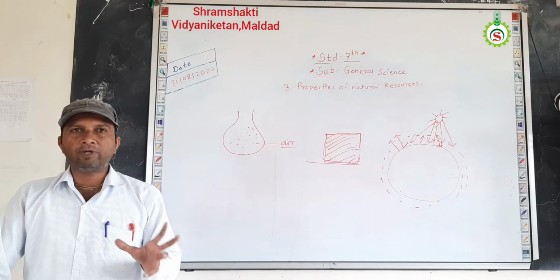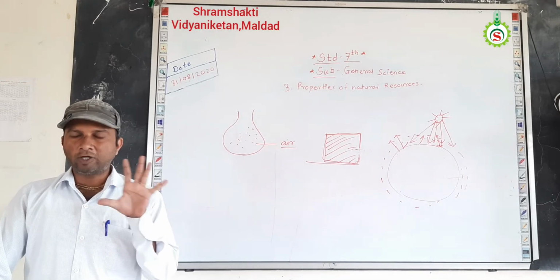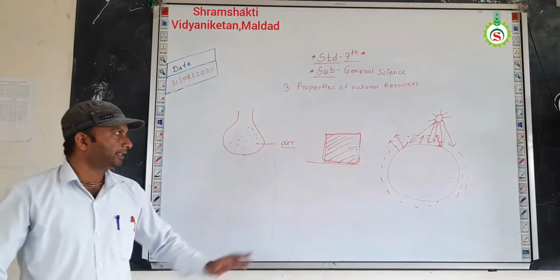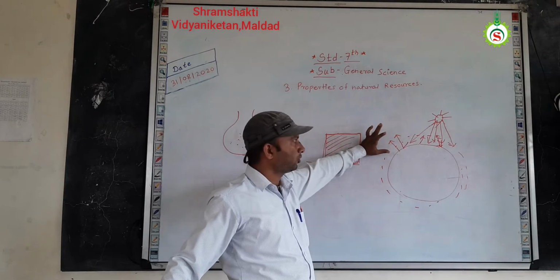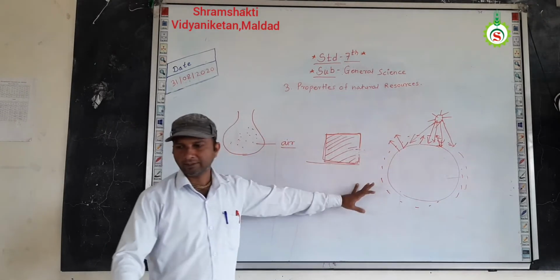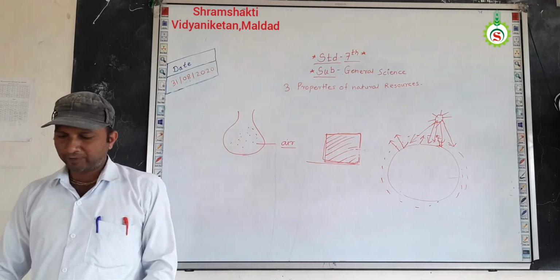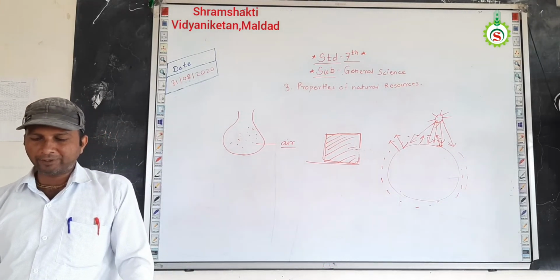So if the water vapors or the air is not present around the earth, that heat is not absorbed by the carbon dioxide or air, so the temperature of the earth may be very low. Okay. So next point, transmission of sound.